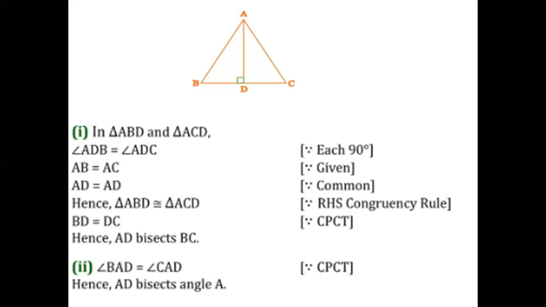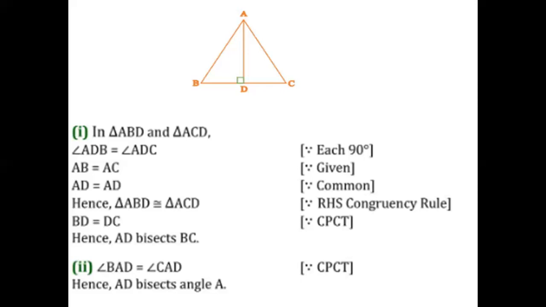Now, when you compare these two triangles, you can easily say that angle D is 90 degrees for both of them. So, angle ADB is equal to angle ADC because both of them are 90 degrees each. Also, it is given in the question that AB is equal to AC. AB of triangle ABD is equal to AC of triangle ACD. And at the same time, what is common to both? The side AD.